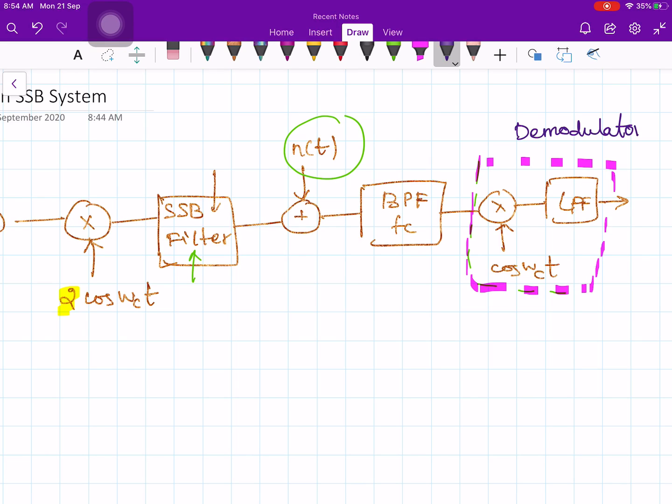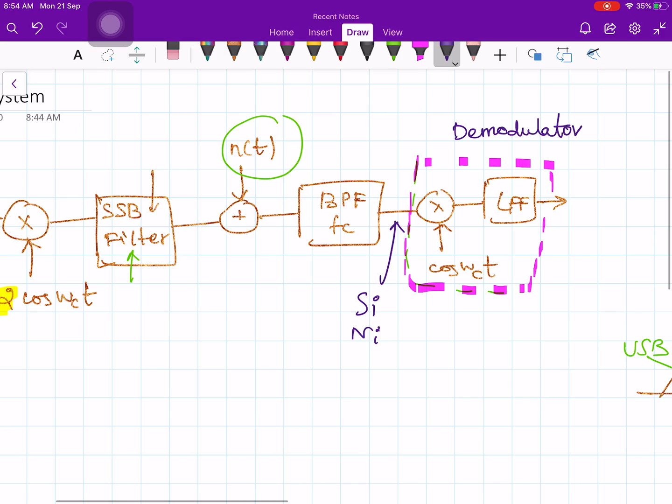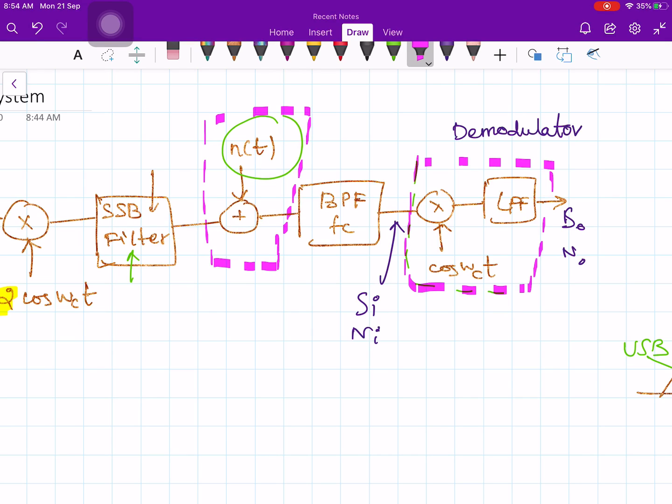Okay, so at this point I need to find out what is Si, what is Ni, and here at the output of the demodulator I need to find out S0 and N0. Okay, so this whole thing is my channel. So that's our system which we need to analyze.